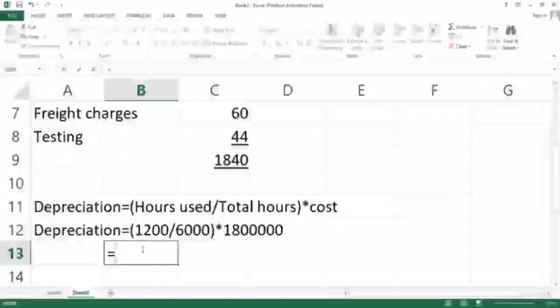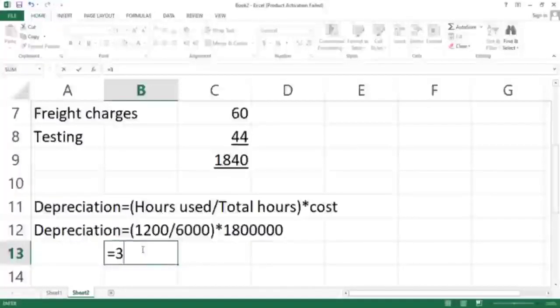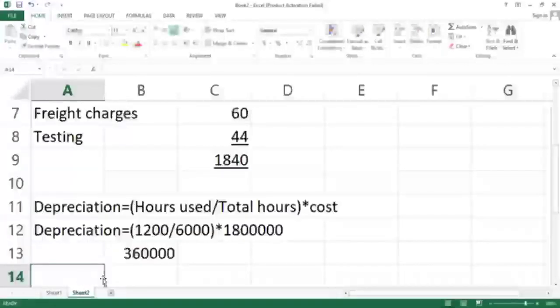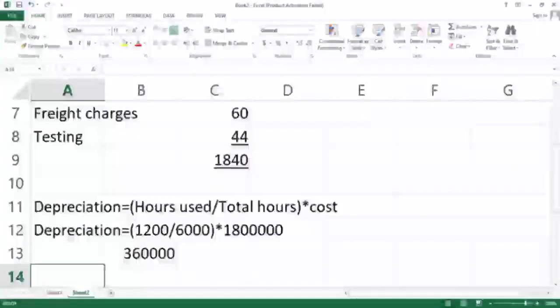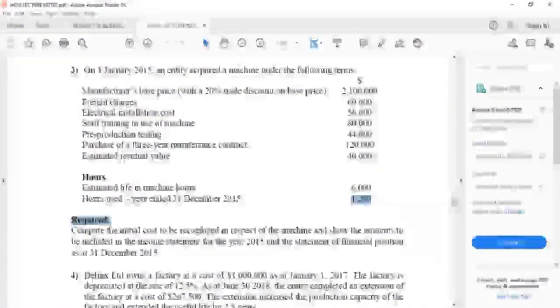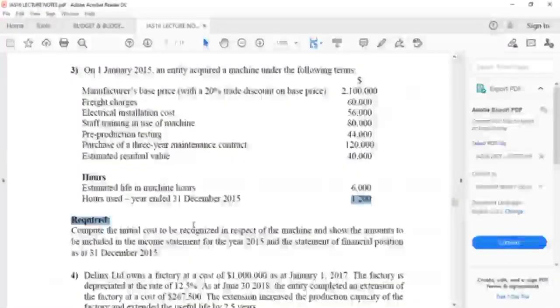$1,200 times 18,000. What will be the depreciation figure? 360,000. That is the annual depreciation. Okay. The question says that we should show this. So we have calculated the initial value now. So the amount to be included in the income statement for the year. Income statement is a profit or loss account.